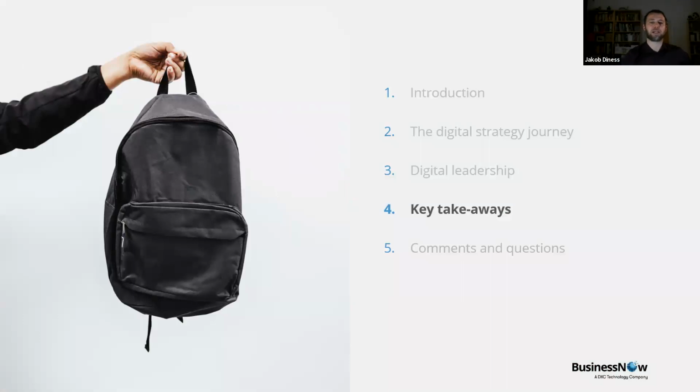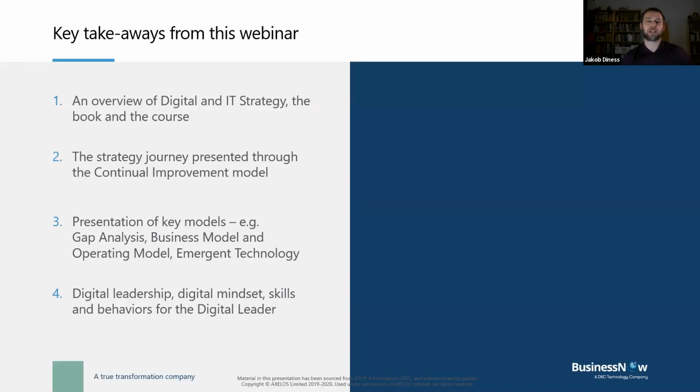Great. So the final slide I want to show you is just a key takeaway. You got an overview of the digital and IT strategy, both the book and the course. We presented you with a walkthrough of the strategy journey as exemplified through the continual improvement model. You also got to know some of the models. I have to say there are a number of other models, but you got to know some: gap analysis, business model, operating model, and the last one I showed you with the emerging technology. These are some examples. Then we also discussed what digital leadership is, what the mindset is, and what the skills and behaviors are for the digital leader.